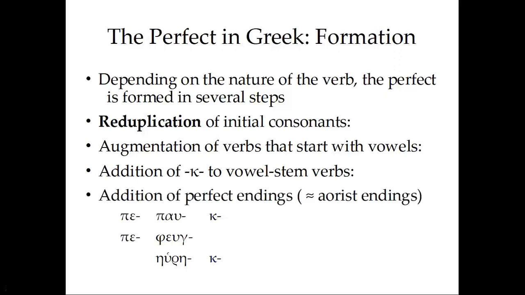And finally, the last step, we're going to add our perfect endings, which are almost identical to our aorist indicative endings. So we've got pepauk, pepaug, and then heurek. And to form the rest of the perfect, we just add our endings. So let's look at the perfect stem here of pau. We've got pepauk, the reduplicated initial consonant, plus the perfect stem.